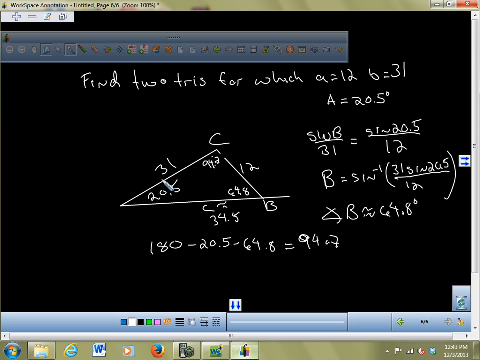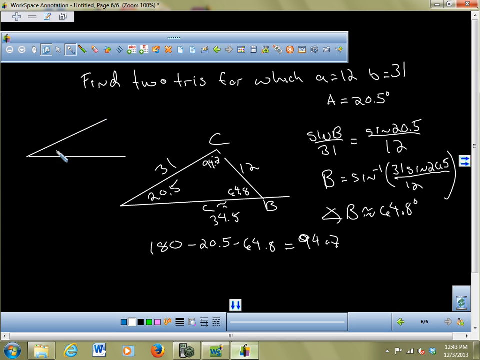Okay? So you start again, and since the sine of an obtuse angle that is supplementary to this is exactly the same as the sine of that angle, the other possibility is that this triangle looks like this. This is still 20.5 degrees. This side is still 12, but it's coming down this way, like that. And we don't know what this side is yet.